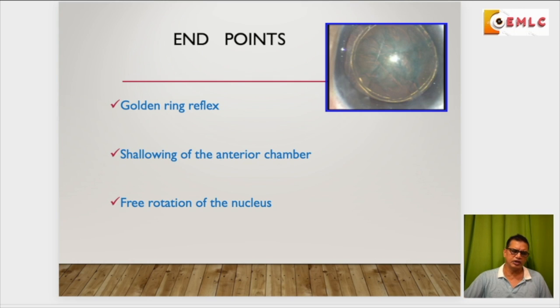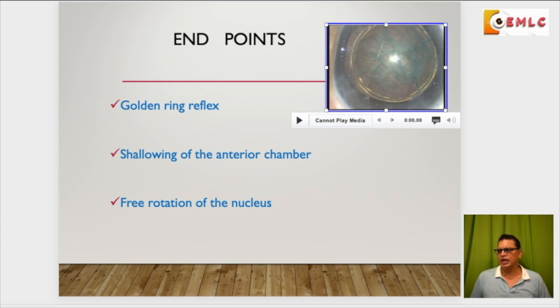After you have done a very good hydrodelineation, after having done the hydrodissection, you should be able to see this golden ring. This is called the golden ring reflex. And if you can see it, you know that you have done a 360-degree and a good hydrodelineation. And the endpoints are a good golden ring reflex, slight shallowing of the anterior chamber, and you should be able to rotate the nucleus freely.